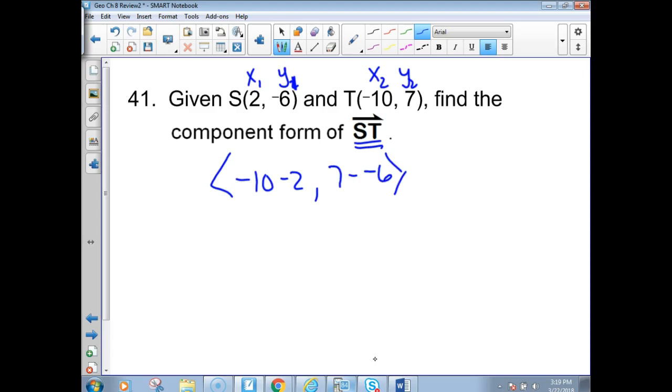On that quiz, some of you didn't subtract. Some of you added, or you went in the wrong order when you subtracted. So please be careful about how you do it. The second letter in the vector name tells you what you have to start with to do the subtracting. Okay, so -12, 13 is the component form.